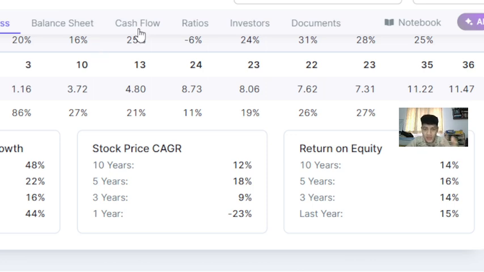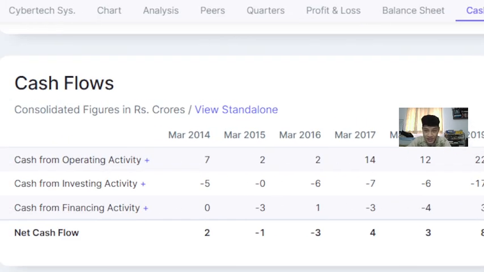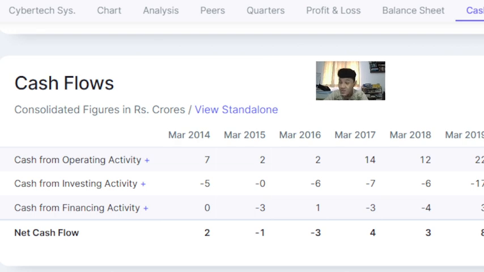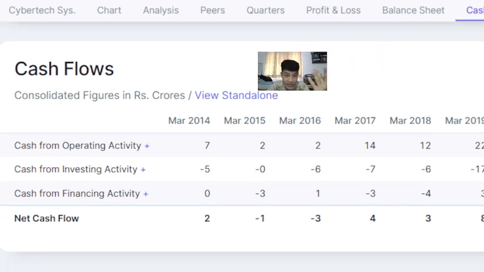Free cash flow. We're pressing on cash flow. Yes, let's go. Cash flows. Pretty good cash flows. Again, other income has also contributed to this, so keep that in mind. Other income has also contributed to cash flows.